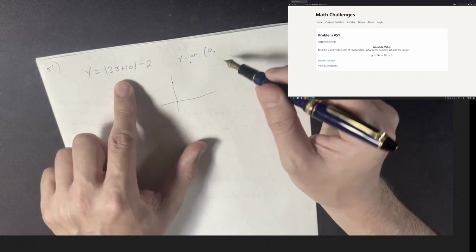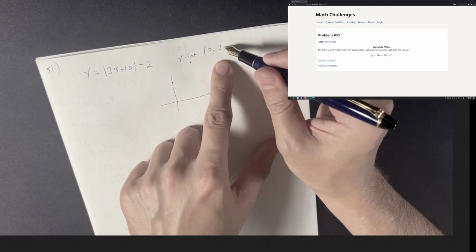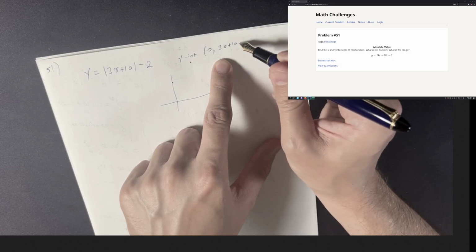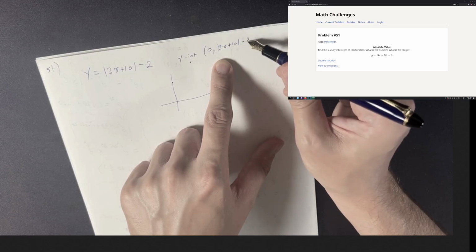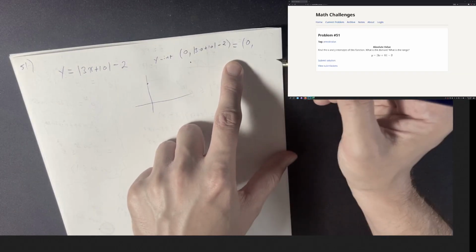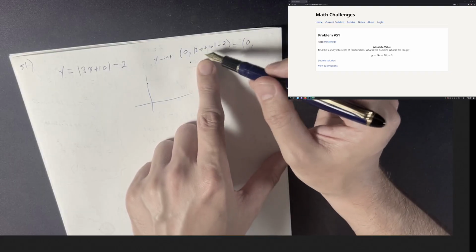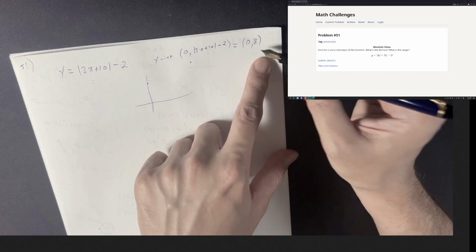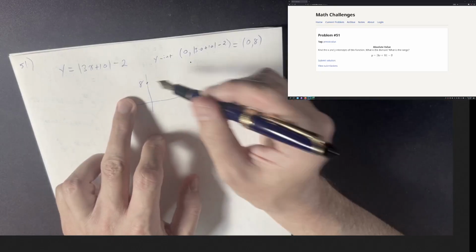And here we're going to get 3 times 0 plus 10, take the absolute value, then subtract 2. So we get 0 comma some point. In this case, it looks like 10 minus 2 is 8. So it hits up at 8.